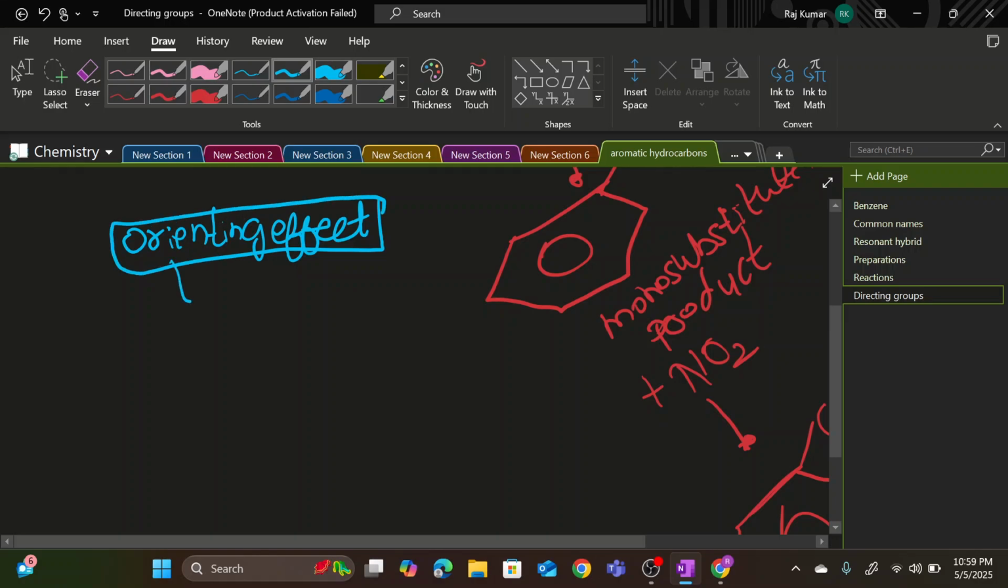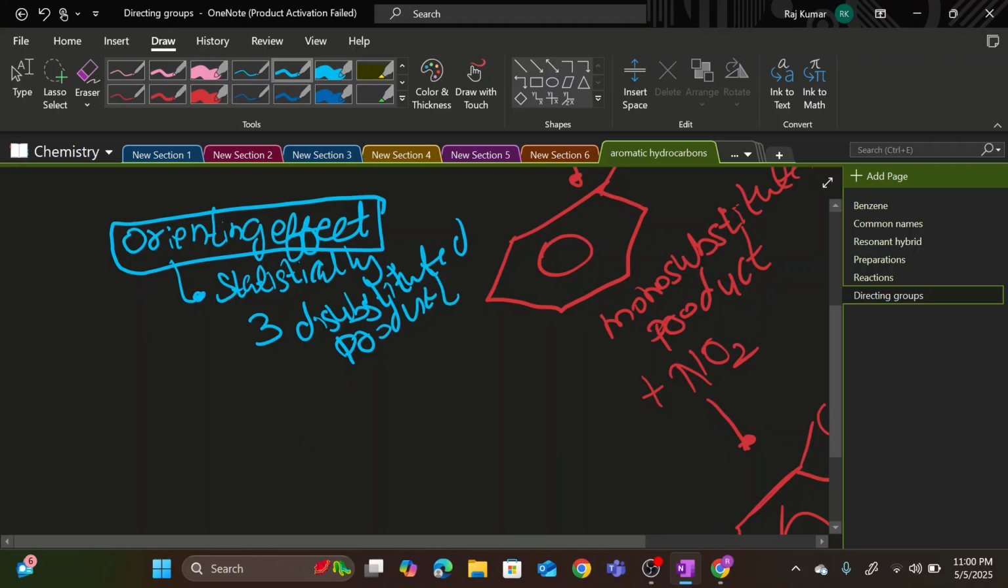Orienting effect is something pretty crucial to understand because scientists previously believed that statistically there are three di-substituted products, right? Either the di-substituted product is ortho, or meta, or para. So there should be 20% para, 40% meta, and 40% ortho.